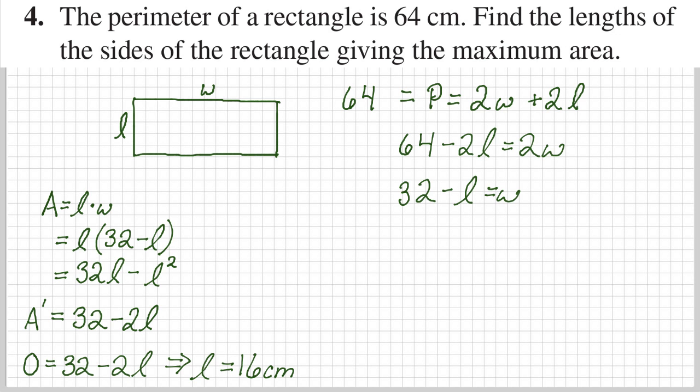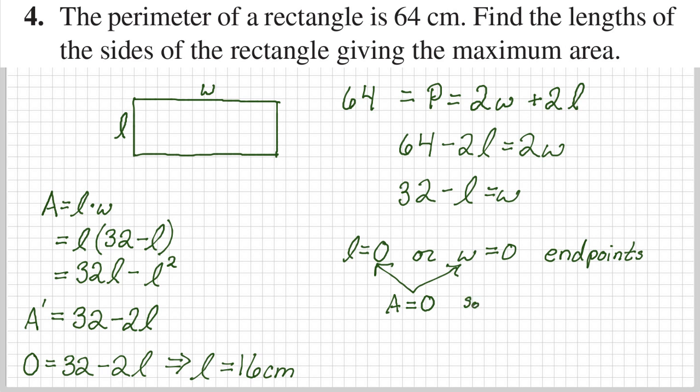The endpoints happen when L is equal to 0 or W is equal to 0, because we can't have negative widths or lengths. But in both of those cases, the area is equal to 0. Right? So these are definitely minimums. Area being 0 is definitely a minimum.